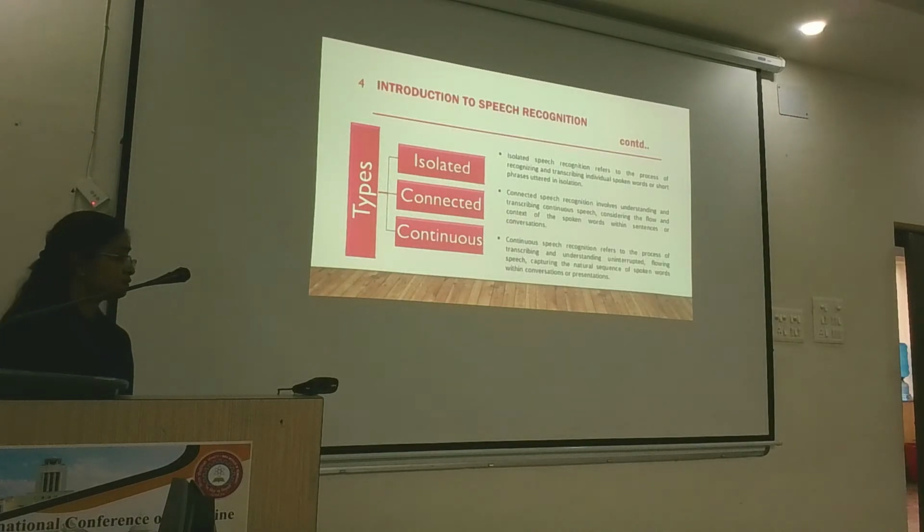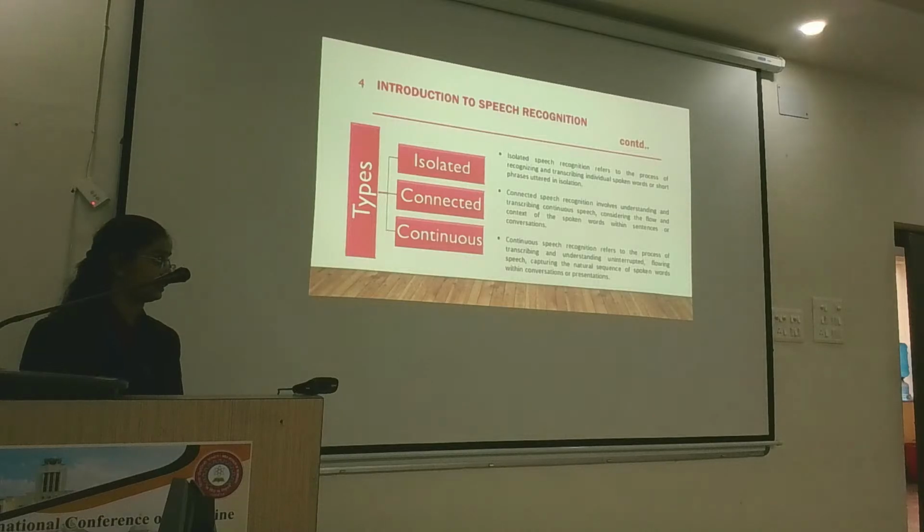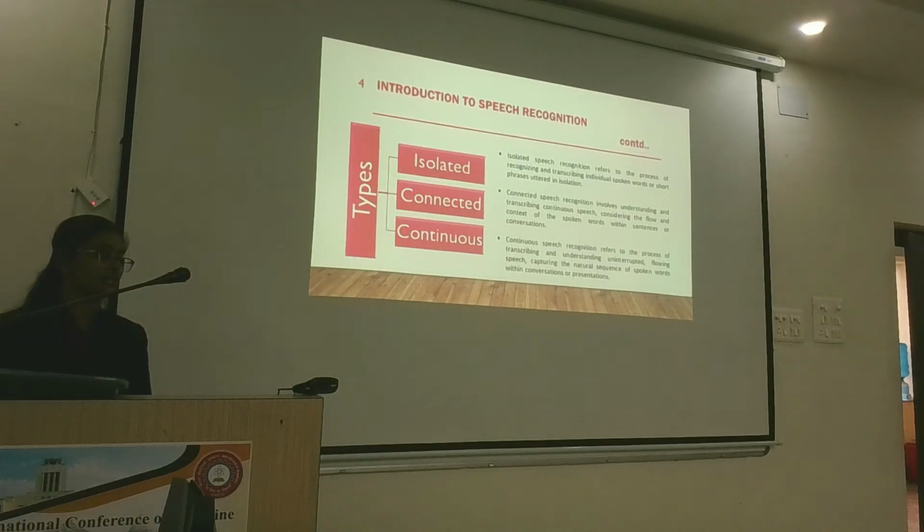There are three types of speech recognition: isolated, connected, and continuous. In isolated, we deal with transcribing individual spoken words or short phrases uttered in isolation. In connected speech recognition, we transcribe continuous speech considering the flow of context. Now, moving to continuous speech recognition. It refers to the process of transcribing uninterrupted flowing speech, capturing the natural flow and sequence of the spoken words.